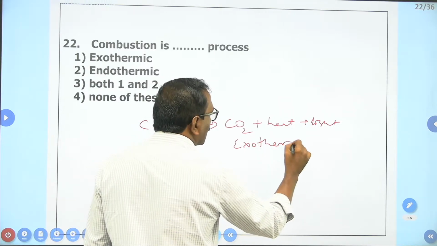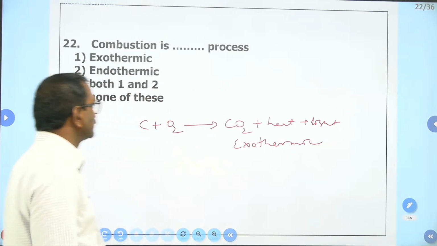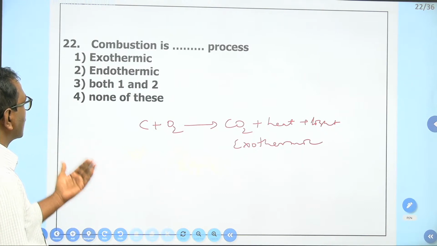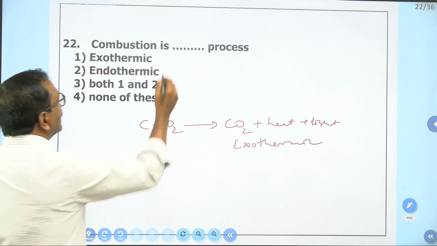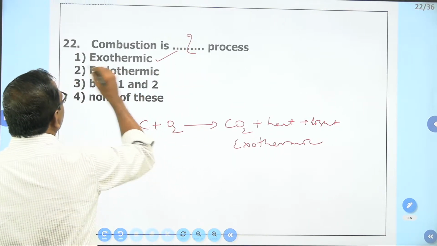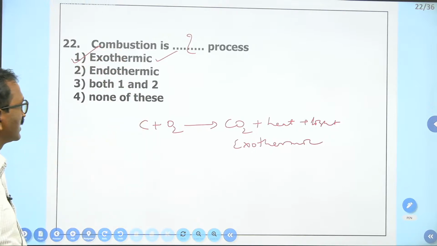Liberation of heat, what is it called? Exothermic process here. Any oxidation, another name is combustion. Combustion or oxidation is always an exothermic process because of the large quantity of heat liberated. Therefore, the first option is the right answer with respect to 22.